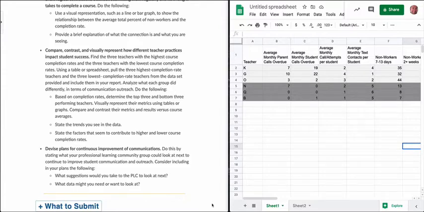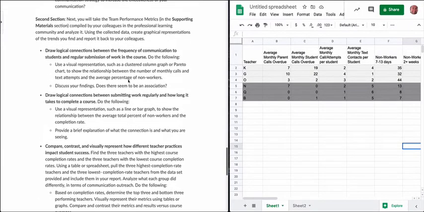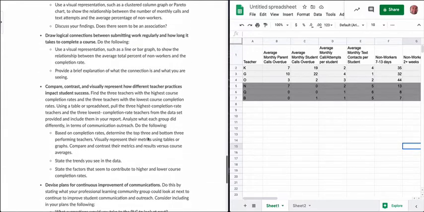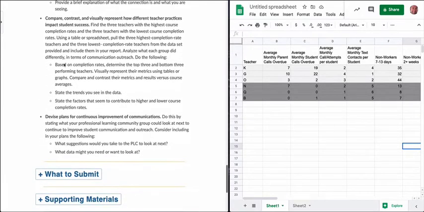This week, I wanted to spend a good deal of time going over the third bullet point in the second section of part two of project three. In this third bullet point, you're going to compare, contrast, and visually represent how different teachers' practices impact student success. To do that, we're going to find three teachers with the highest course completion rates and the three teachers with the lowest course completion rates.